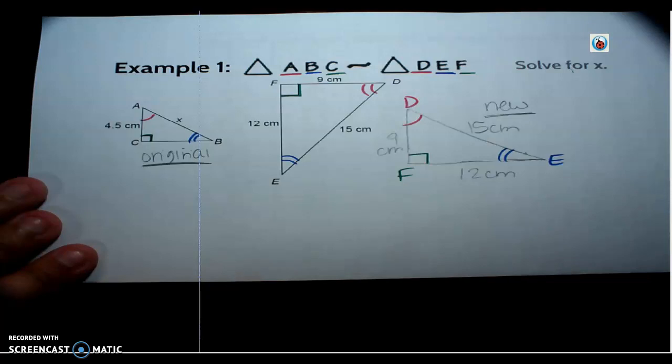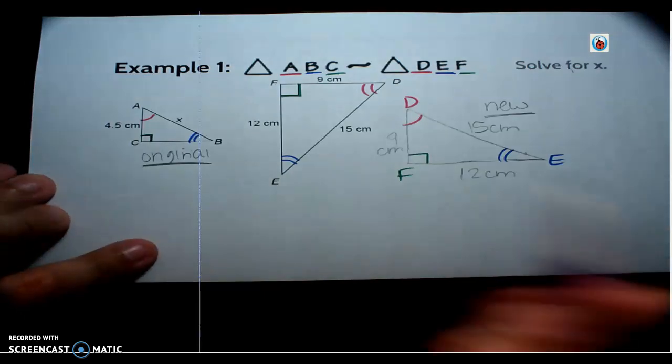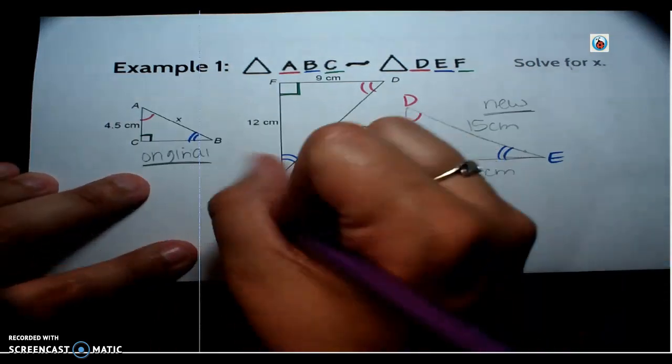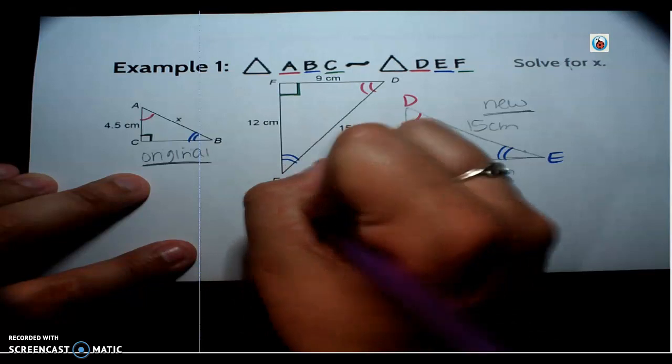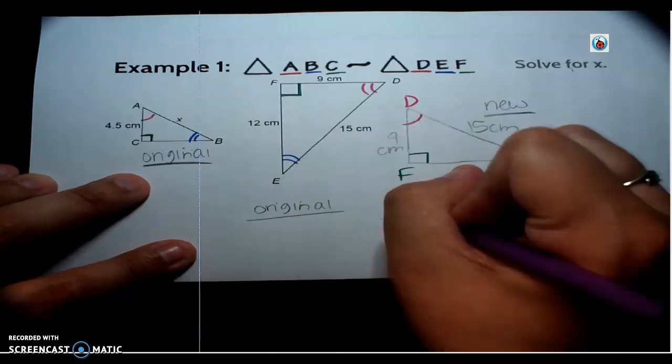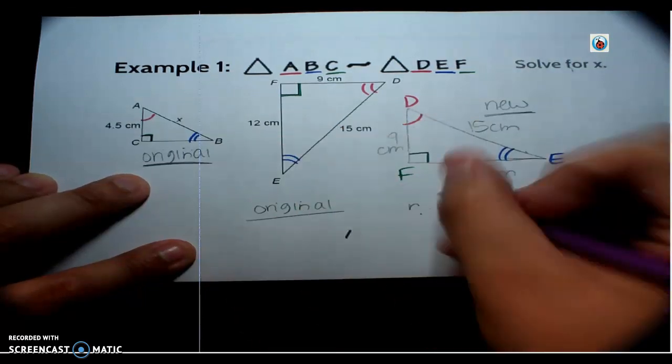Okay, and so now I want to go ahead and move into step 2. I want to set up my proportion using my 4 labels. So for my labels, I'm going to use original and new because that's the name of my shapes. So original will be on one side and new will be on the other side.